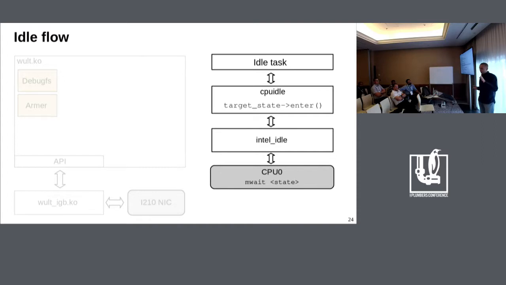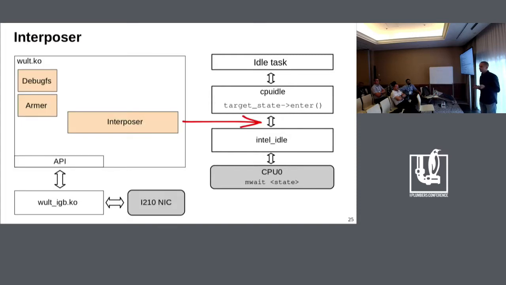Let's briefly talk about the current intel_idle flow. We have the idle task and the CPU idle subsystem. The subsystem will choose a C-state and then enter it by calling the enter callback. This goes into the idle driver, in our case the intel_idle driver, which will ultimately call the MWAIT instruction. Here I assume that the measured CPU is CPU 0, but it can be anything else. And yes, the delayed interrupts are affinitized to that CPU. Now, we have another component in Wult. We call it the interposer. It basically puts itself right there.